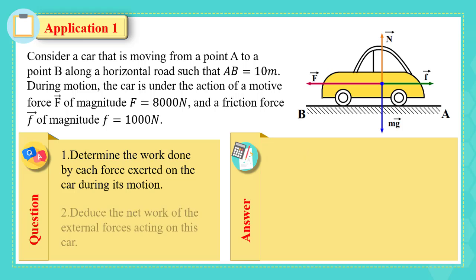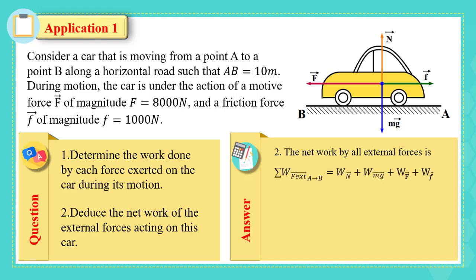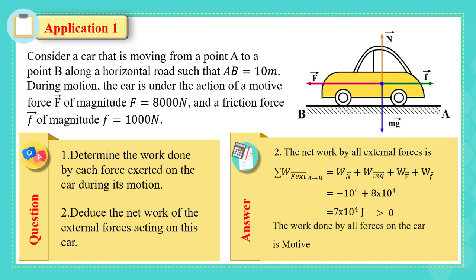The second part: determine the net work of the external forces acting on this car. So we should add the work done by all forces. We know that the work done by N and mg is 0. So the answer is just adding minus 10 exponent 4 with 8 times 10 exponent 4. Finally, the answer is 7 times 10 exponent 4 joules. We can say here that it is positive, so the work done by all forces on the car is motive, and the car will move in the direction of AB.